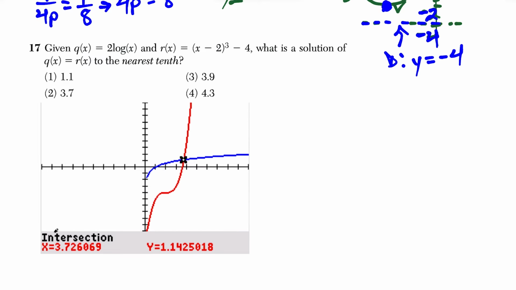So when we're looking for the solution, we're looking for the x value at the point of intersection, and we're rounding to the nearest 10th. So we look, in the tenths place is a 7, to the right is a 2. So we're going to round down to x equals 3.7, and this matches up with choice 2.